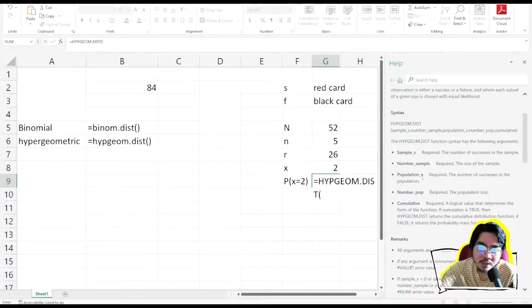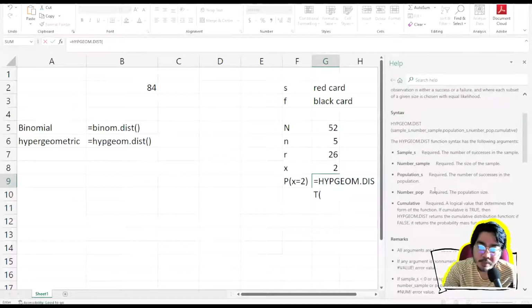This population_s is the total number of successes in the population. So here it's 52, it's the capital N. Then number_pop, the number of successes, so it's the R value. This R is 26. And the population size is just the total number.